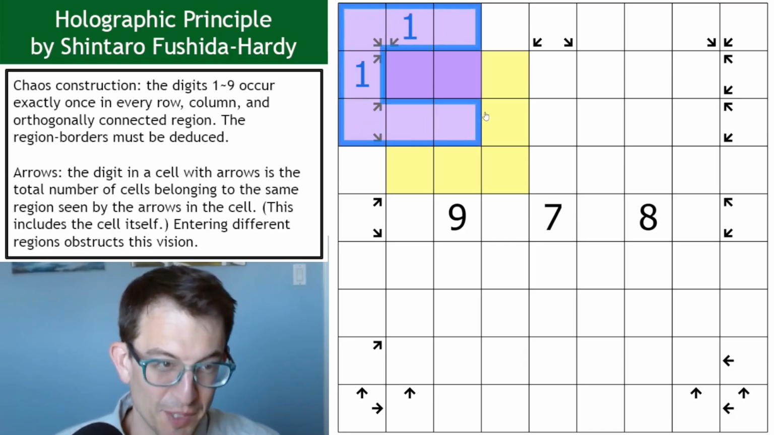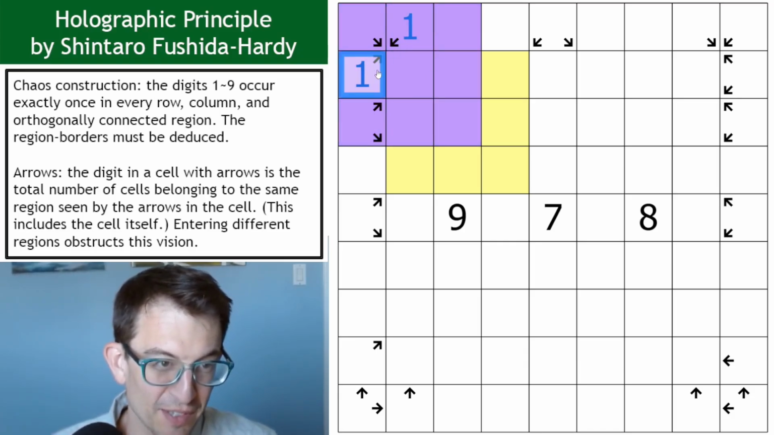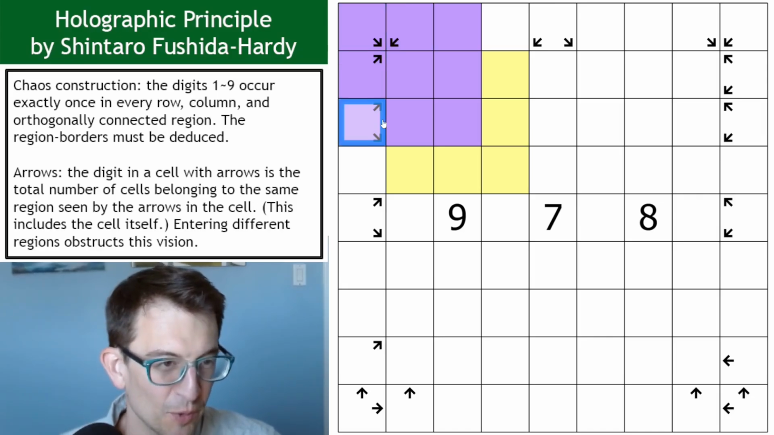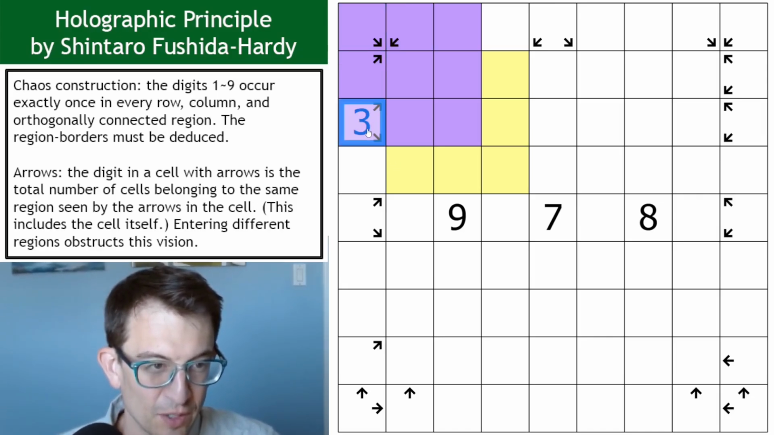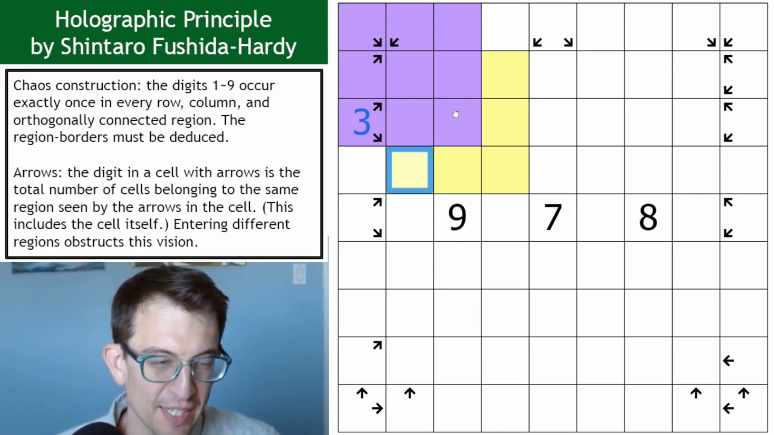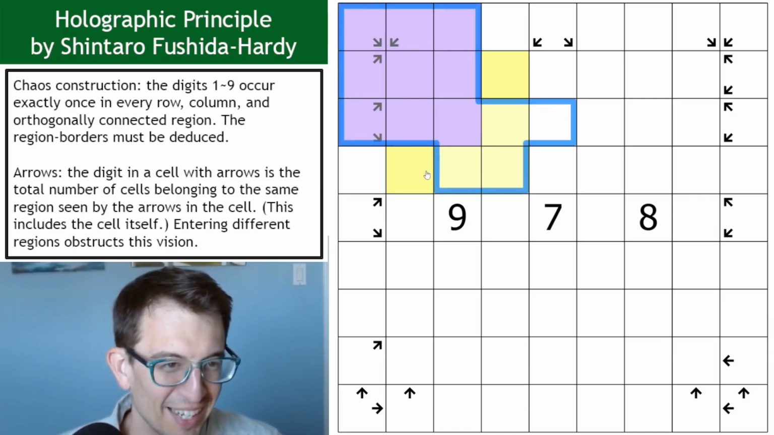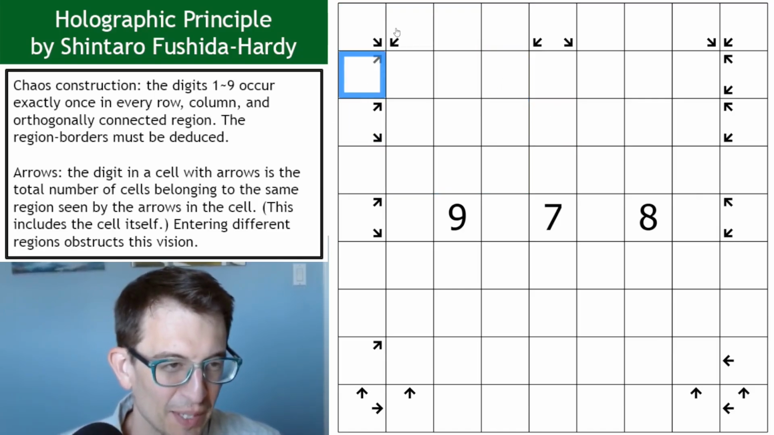But if this were the region, because they'd have 2 ones in the region. But if this were the region, the arrow would indicate 2, because it sees itself and then 1 more digit before it hits the wall. And then this one, I believe, would be 3, because the cells that are seen are these 3. This one doesn't see any extra. So this would also be a 3. So clearly that's not the region, but I don't know how we're going to do it from here.